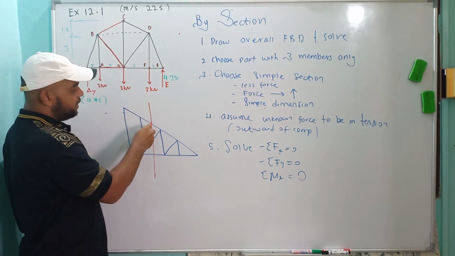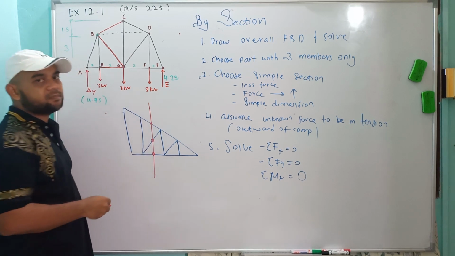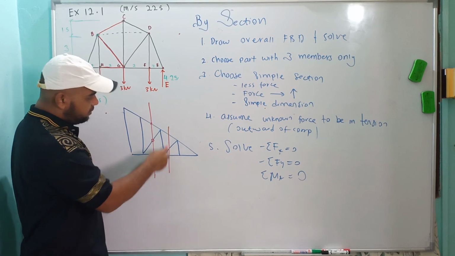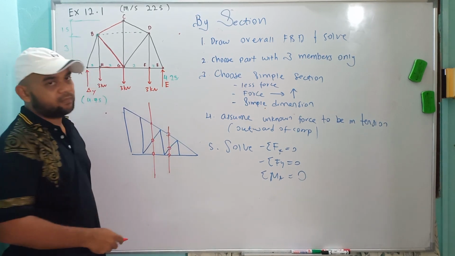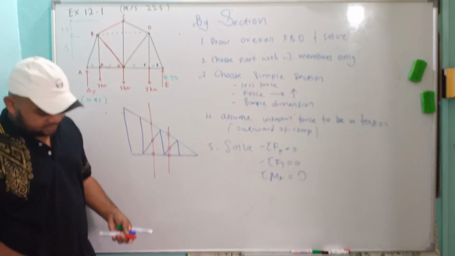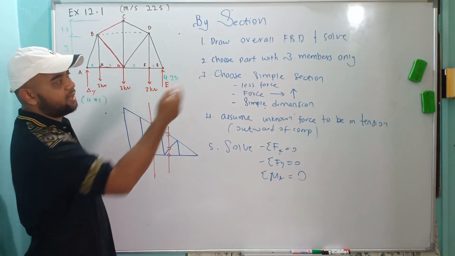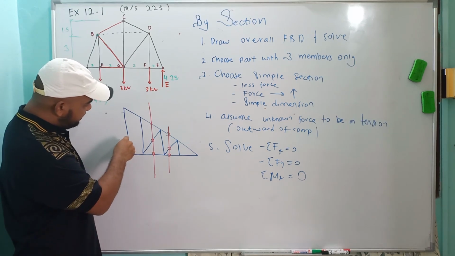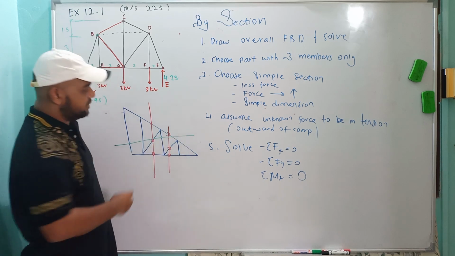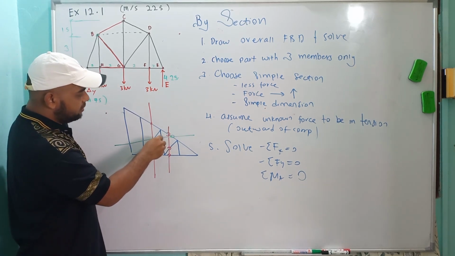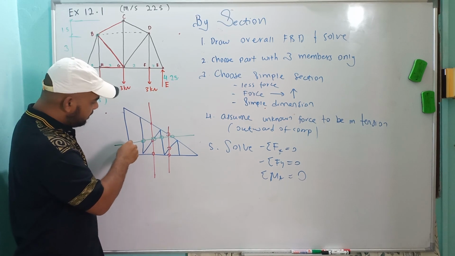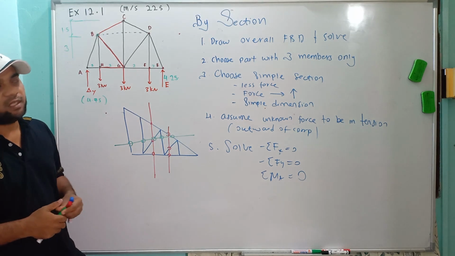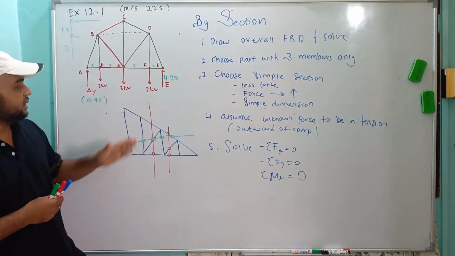So if we cut here, you have 1, 2, 3. Or if you want to cut it here, you can also have 1, 2, 3. So the thing said here is to choose with 3 members only. It is to say that you cannot choose to cut from maybe this direction. You will have 1, 2, 3, 4, and 5 components. If you cut in this direction, you will have 5 components. You can cut only the component that has 3 members.